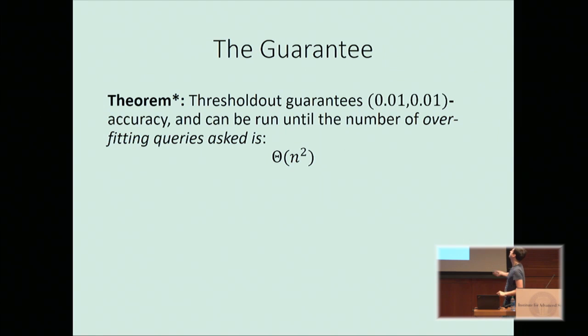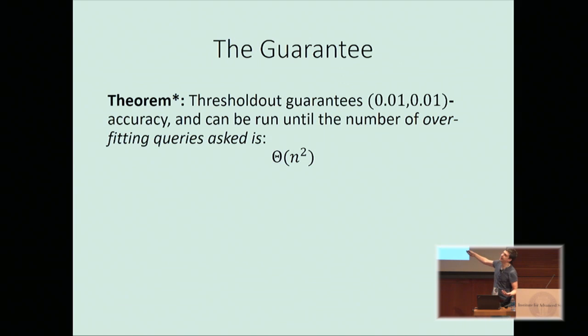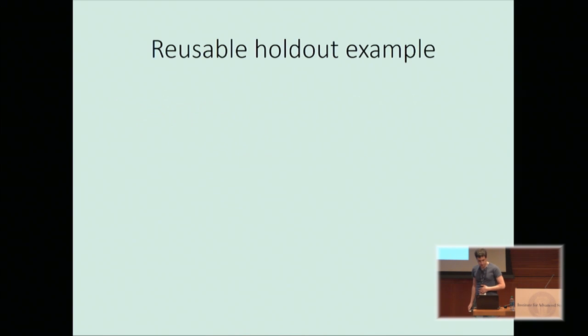And what the theorem roughly says is you can keep asking queries until the number of queries you've asked that actually overfit in this way is n squared. It could be that that's every query, in which case this algorithm really just reduces to adding Gaussian noise. If every query is answered on the holdout set, then we're just using the Gaussian mechanism on the holdout set. We're adding Gaussian noise every time, and we inherit the guarantee of the Gaussian mechanism that you can answer n squared queries. But if you're lucky, not every query overfits. You're not in the worst case, and you can answer more queries.